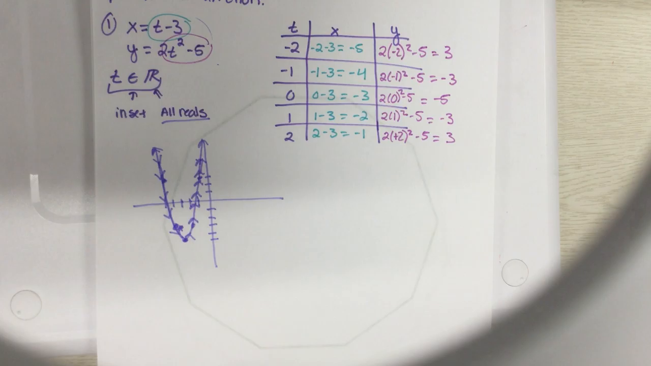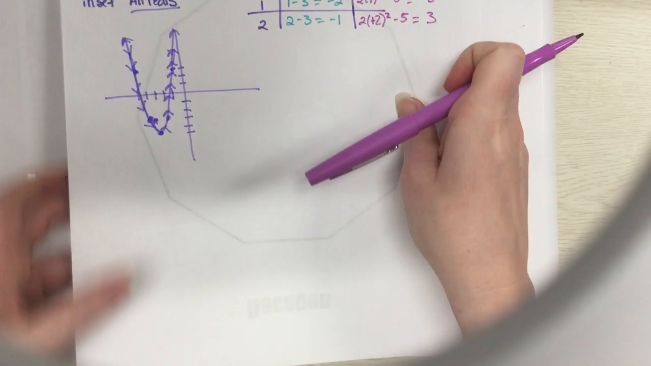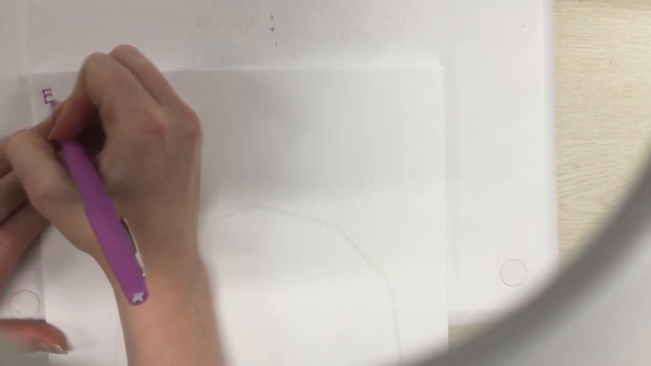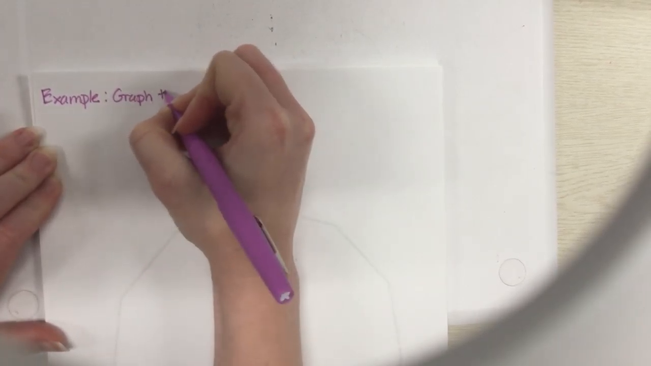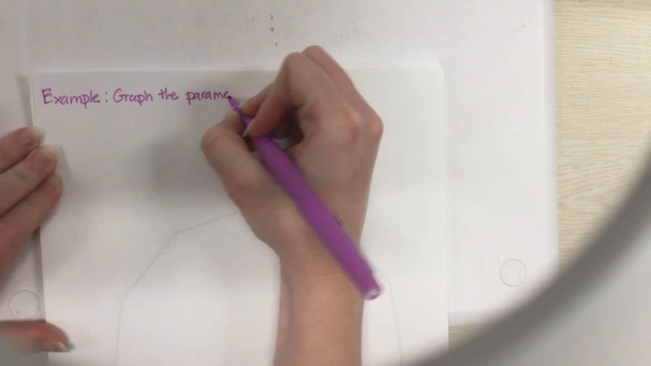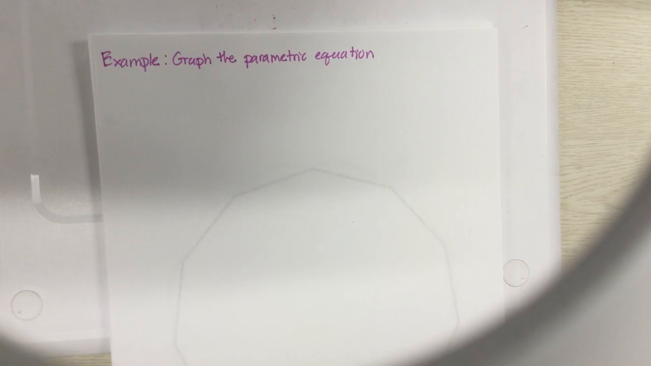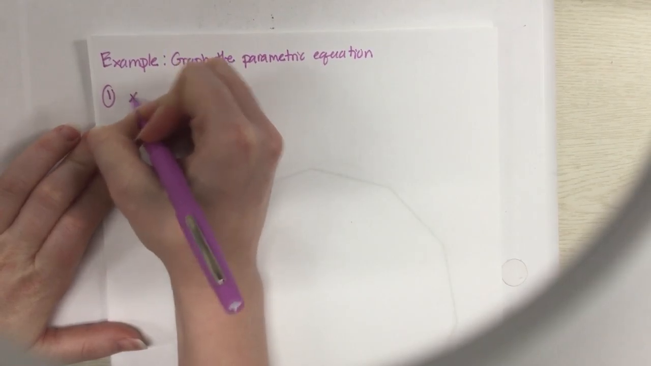All right, for this next example, we're going to do two problems. One's going to be a parabola and one's going to be a line. I'm just going to go on another piece of paper. Okay, and so we are going to graph the parametric equation. What we're going to do for this one is solve for t and substitute, and then we're kind of going to show a table and graph it. I'll explain it as we go as well.